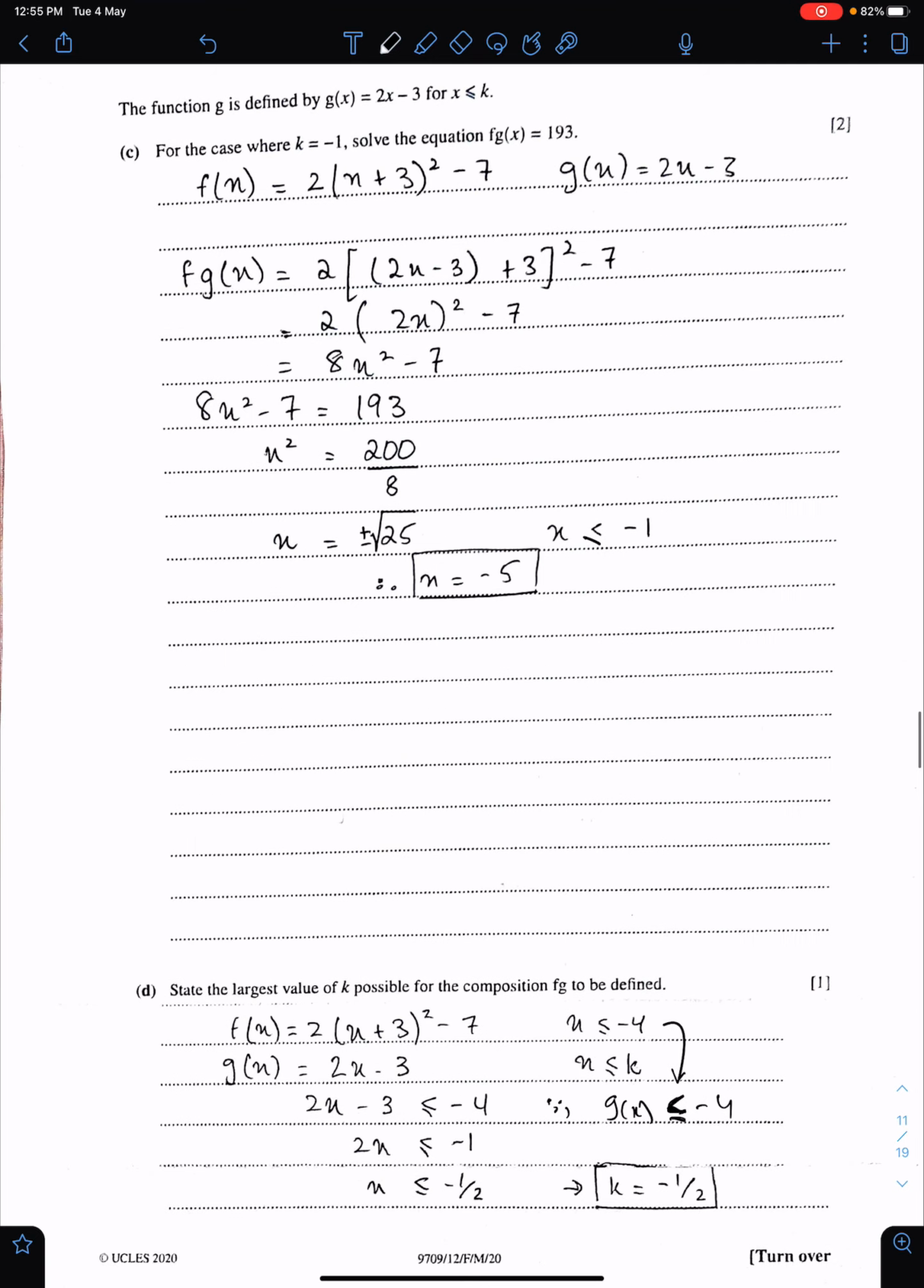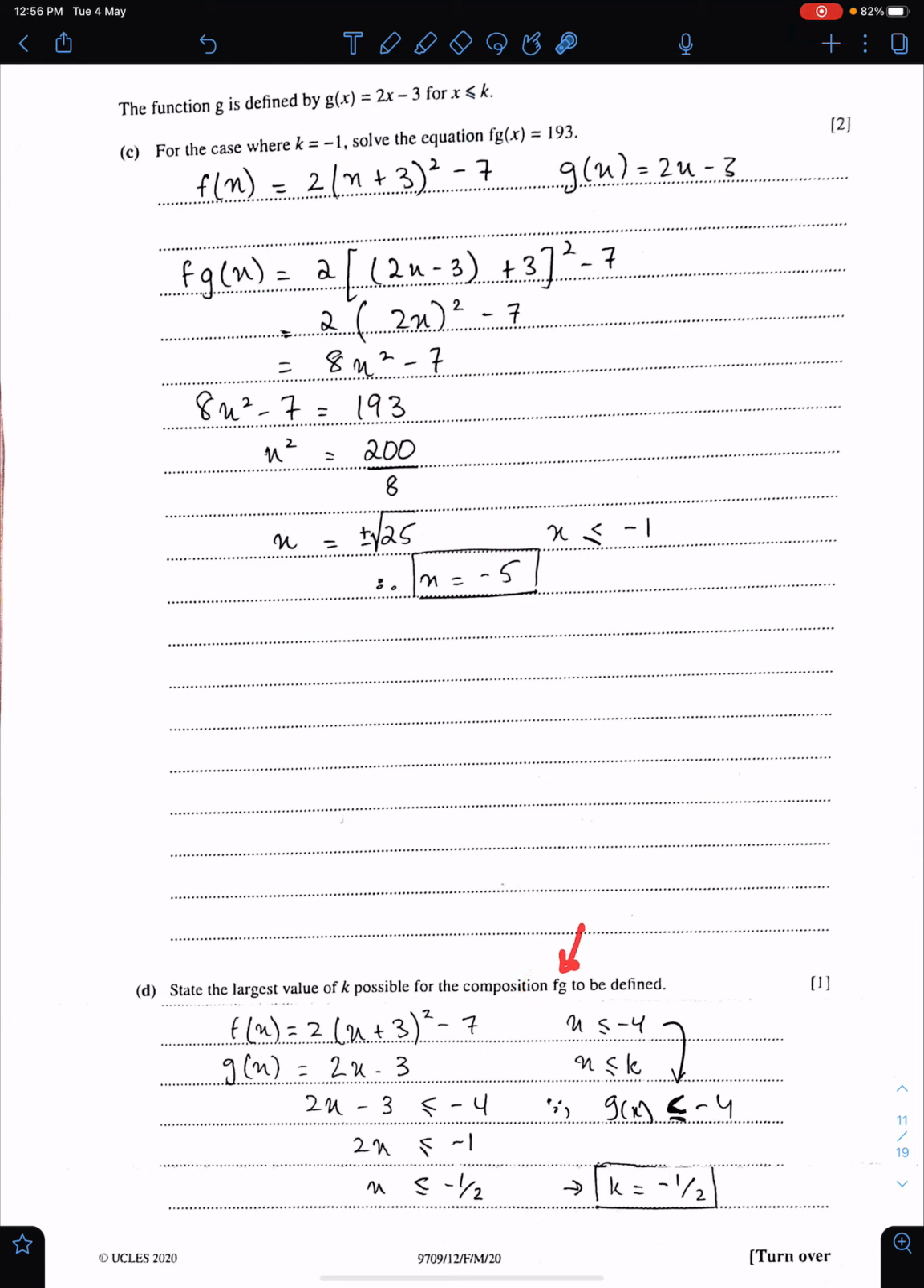The last part of this question. State the largest value of k. This part is important. State the largest value of k, for the composite function fg to be defined. Well, for fg to be defined, this g, the range of g, this is very important. For fg to be defined, the range of g must be in the domain of f, or you can say the domain of f must contain the range of g.